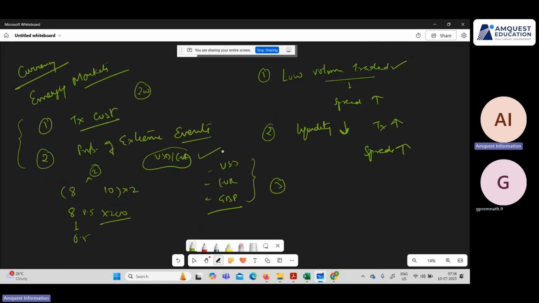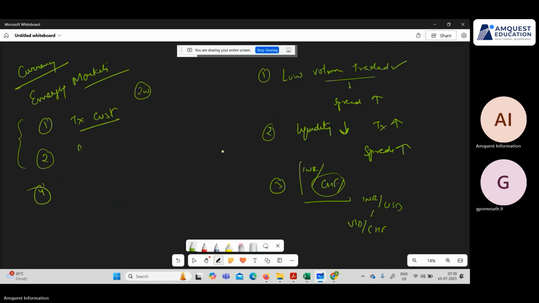Does it make sense? Let's say you're looking for CHF versus INR, INR by CHF. It is difficult to get this value, right? So you might have to go through INR by USD and then USD by CHF and then do a cross. Right? Okay.